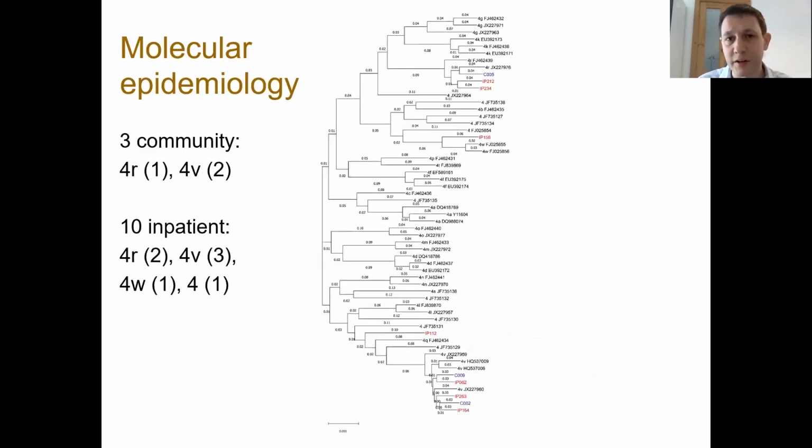Now, if we look at the molecular epidemiology, this is the result of the sequencing of the hepatitis C samples. We can see that among the community samples, one was subgenotype 4R, and the other two were 4V, and a similar picture among the inpatient samples, with 4R, 4V, 4W predominating. All of our samples were genotype 4, and it's interesting to see endemic 4R in Malawi. This has not been previously described. This has previously been identified, particularly in East and Central Africa, and in previous data from Rwanda, 4R was associated with treatment failure when using sofosbuvir ledipasvir.